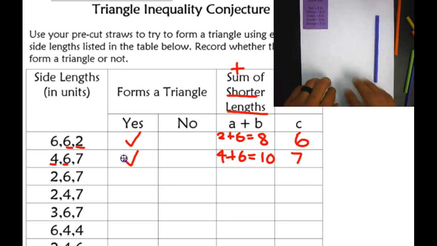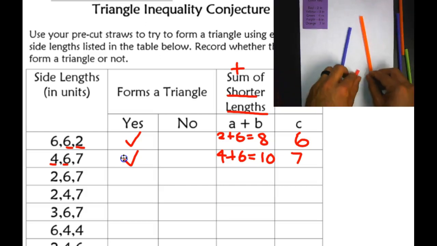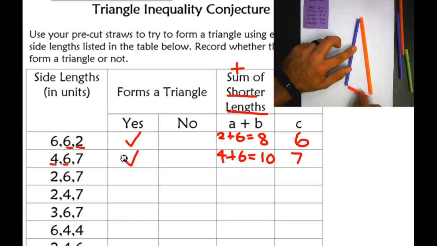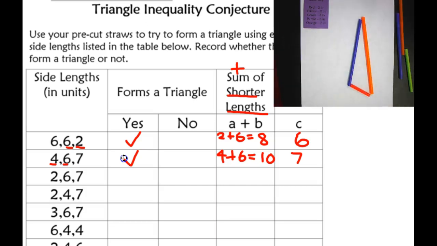Would you bet on it? That's the question. 2, 6, and 7, so red, purple, orange. Looking at these 3 side lengths, who bets it will be a triangle? Who thinks nah? Okay, let's find out. We're going to assemble, and what do you know? It makes a triangle. So that one's a yes. What am I going to add for A plus B? 2 plus 6 equals 8. And what's my C? 7. Okay, so far so good.